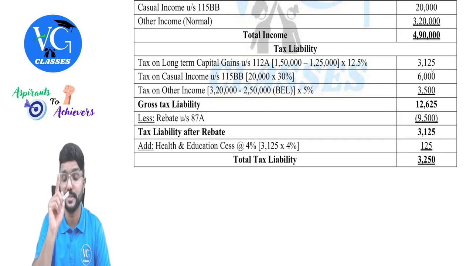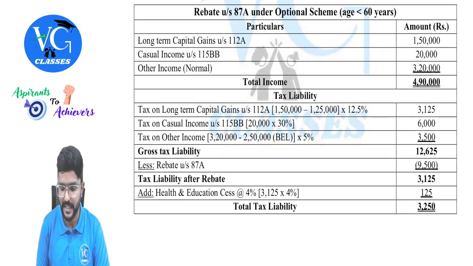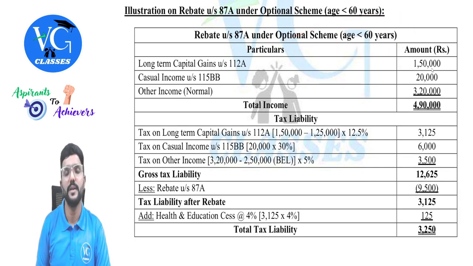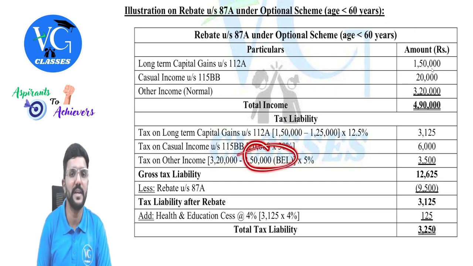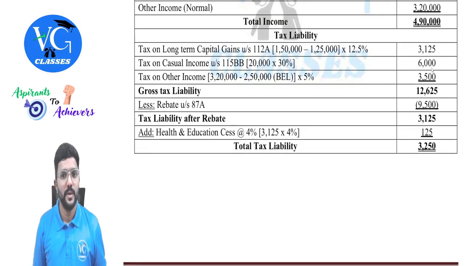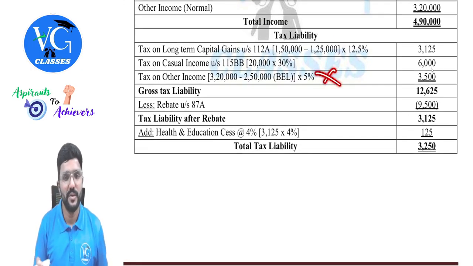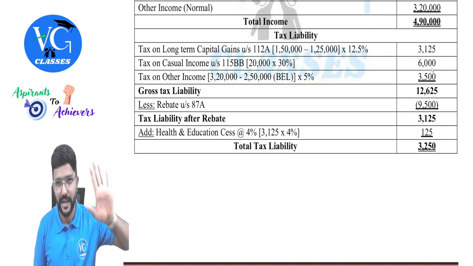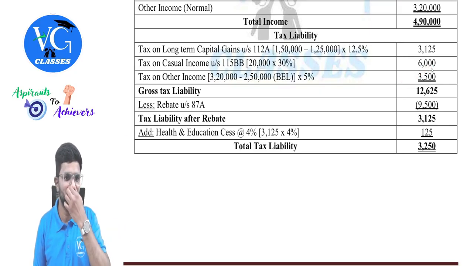Basic exemption limit under the optional scheme is 2,50,000. Please be careful, and age is less than 60. I have clearly given. Okay, sir, what if his age is more than 60 or more than 80? Then accordingly this figure will change to 3 lakh or 5 lakh, guys. If it is 5 lakh, there is no tax here. Okay, fine. Let us stick to our case. 3,500. So gross tax liability will be 12,625, guys.